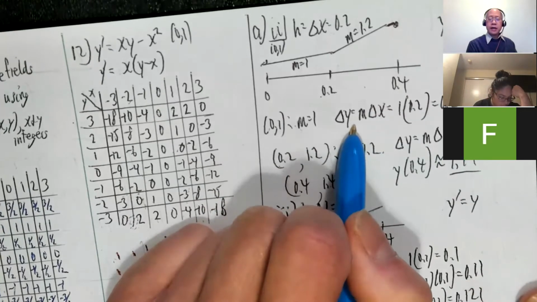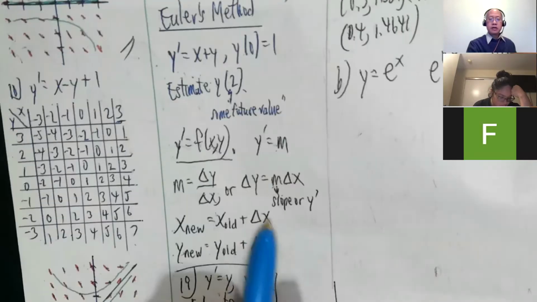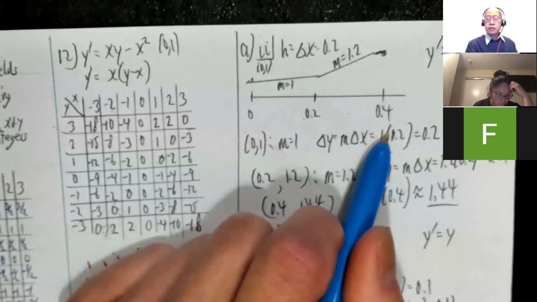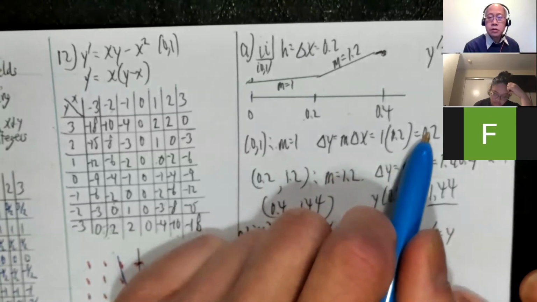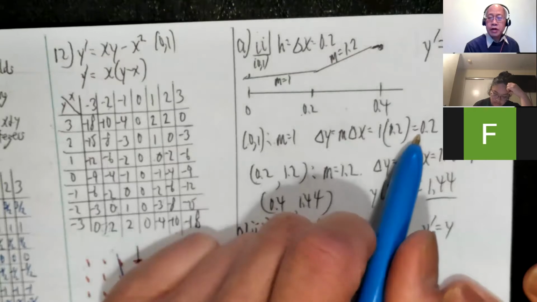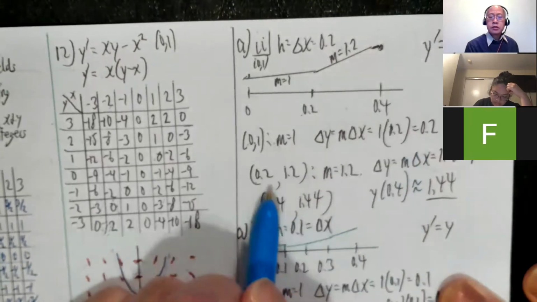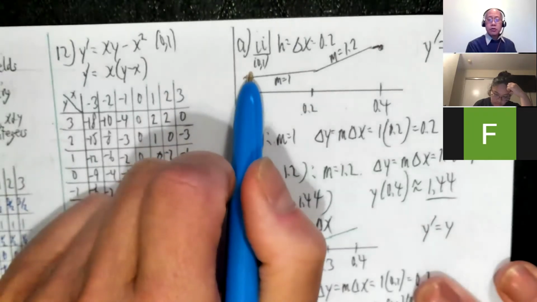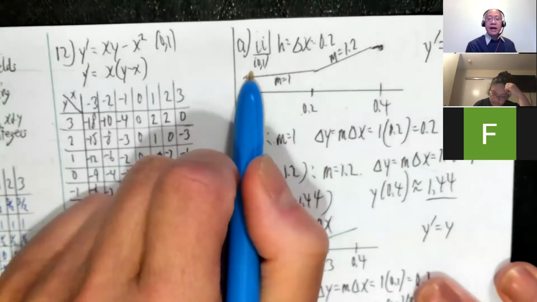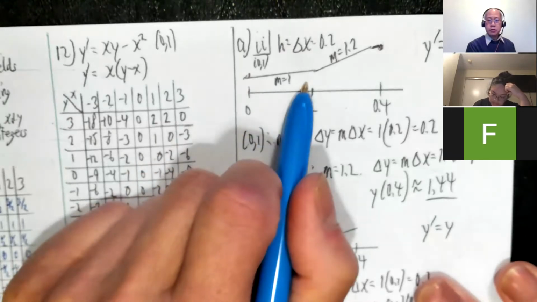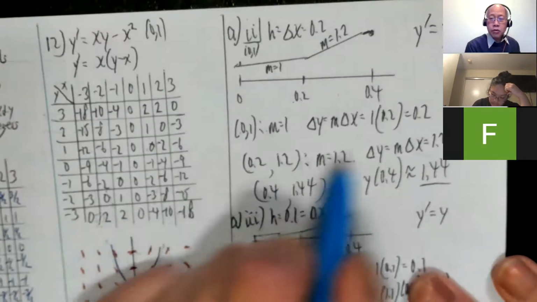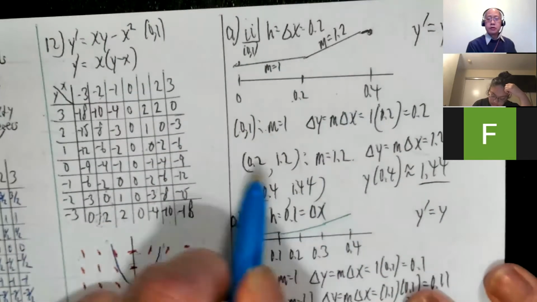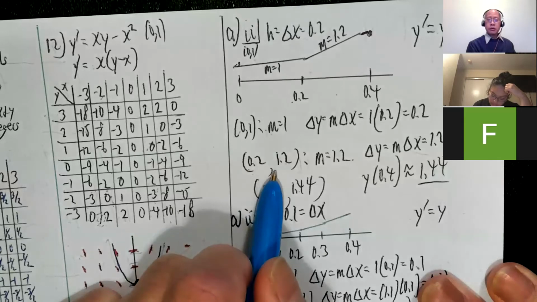Delta y is m delta x. You can put that in your cheat sheet if you wish. So m is 1, delta x is 0.2, so delta y is 0.2. So what's my new ordered pair, my new point? 0.2, 1.2. You say, how did you get that? I started at 0, 1, right? Delta x is 0.2, so that means I went from 0 to 0.2. Delta y was also 0.2. I started at 1, so that means I'm now at 1.2. So my new point is 0.2, 1.2.